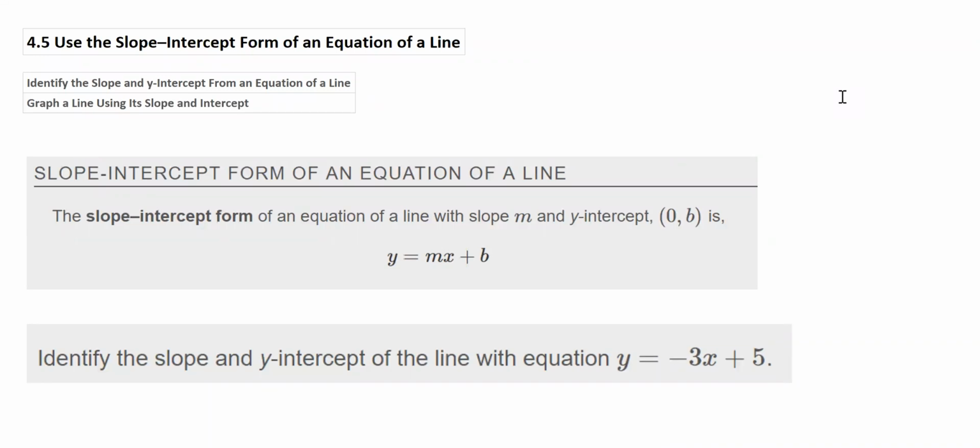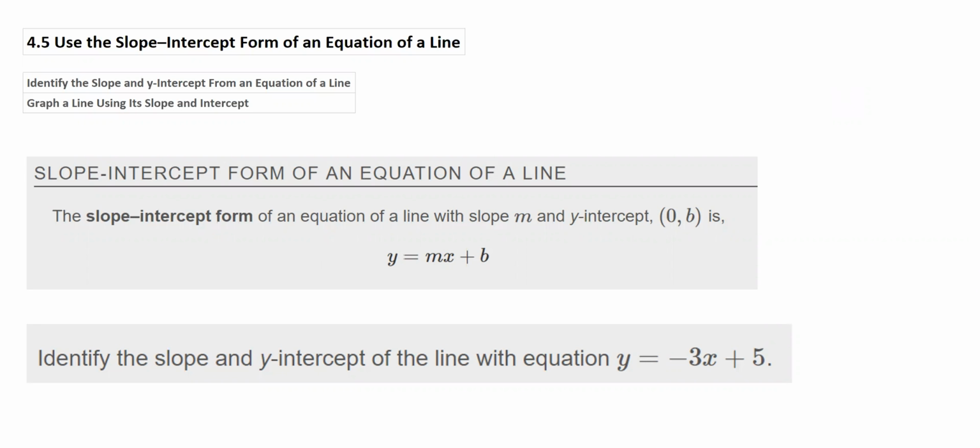Use the slope-intercept form of an equation of a line. The two objectives here would be to identify the slope and y-intercept from an equation of a line and graph a line using its slope and intercept. So we start with this special form.